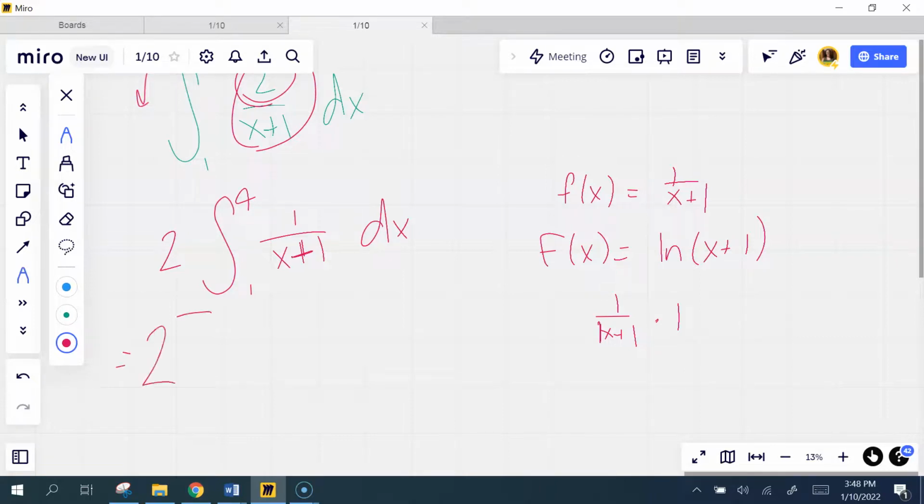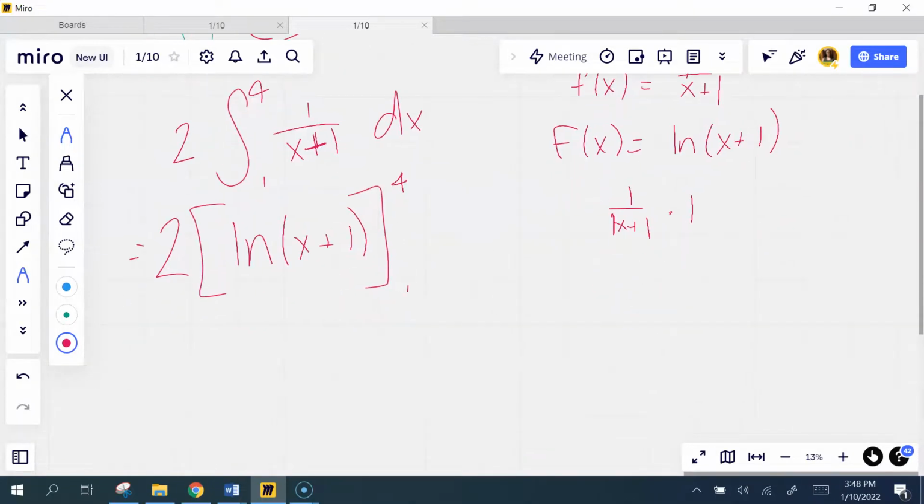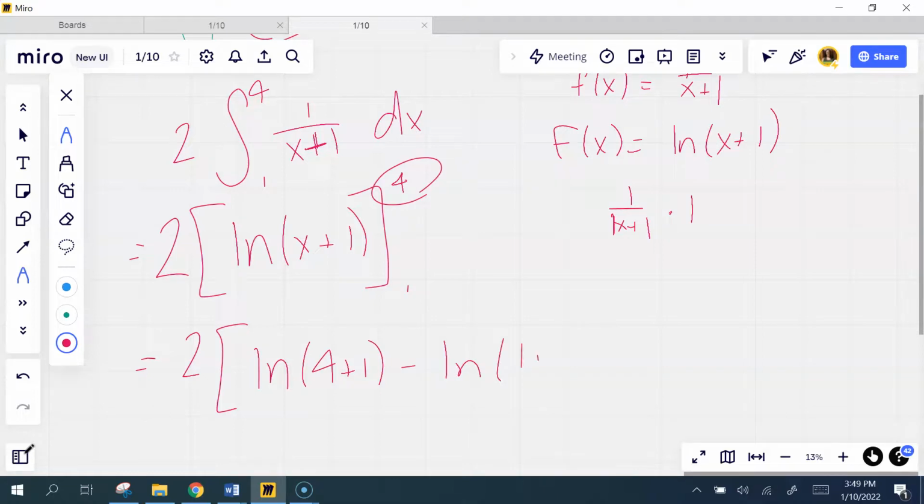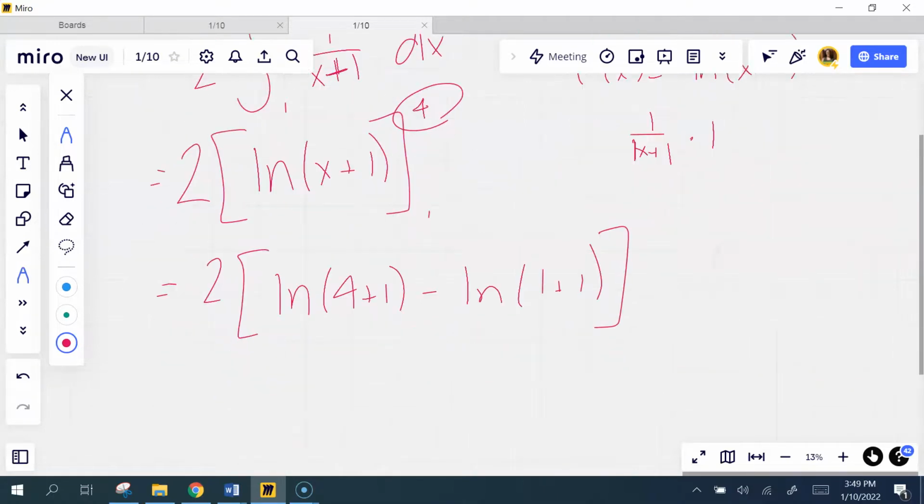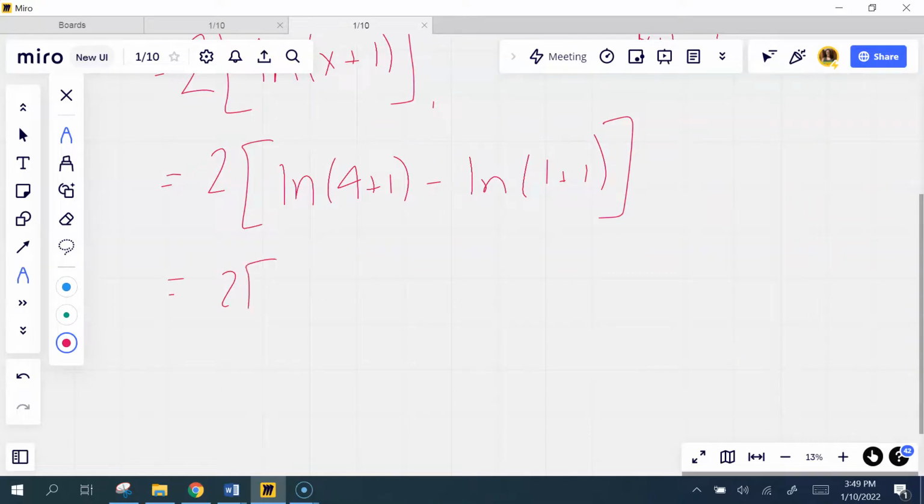So remember that constant is sitting out front, the natural log of x plus 1. But what I'm going to do is evaluate this from 1 to 4, and that 2 is sitting on the very outside there. So I've got 2, and I'm going to have the natural log, and you start with the b. So this would be 4 plus 1, minus the natural log of 1 plus 1. So I get 2 times log 5 minus log 2.